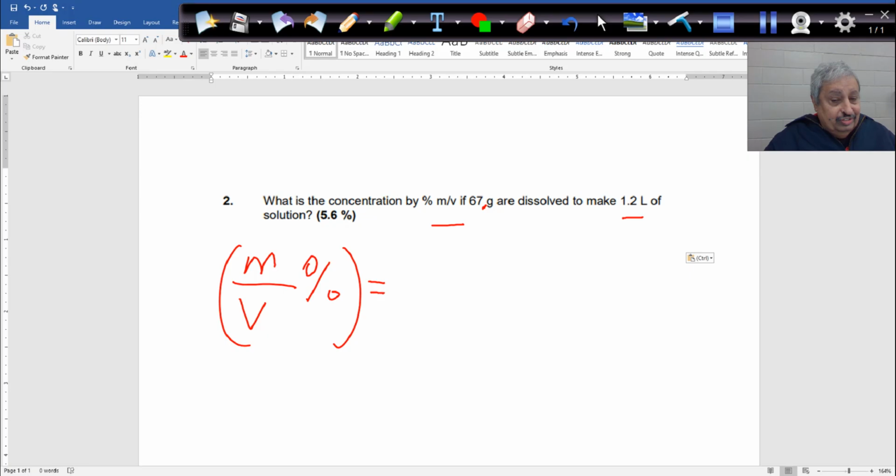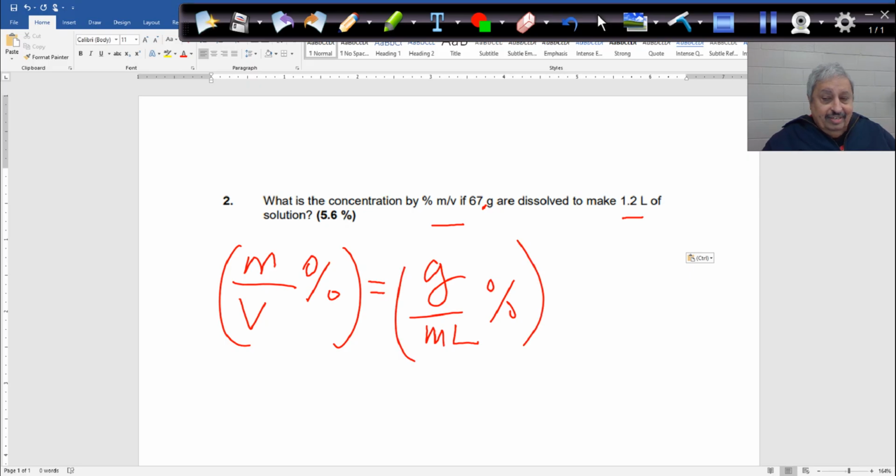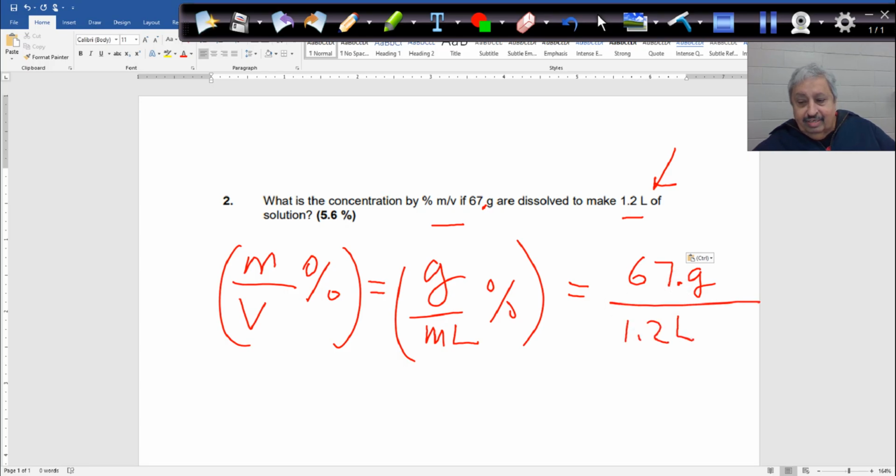You have to watch. The unit is gram per ml percentage. That's the unit. But we have liter here. That's a problem. So we have to multiply it by 1,000 to get milliliter, correct? So the mass is 67. The solution is 67 grams of the solute. I'll put the decimal here, and this is 1.2 liter.